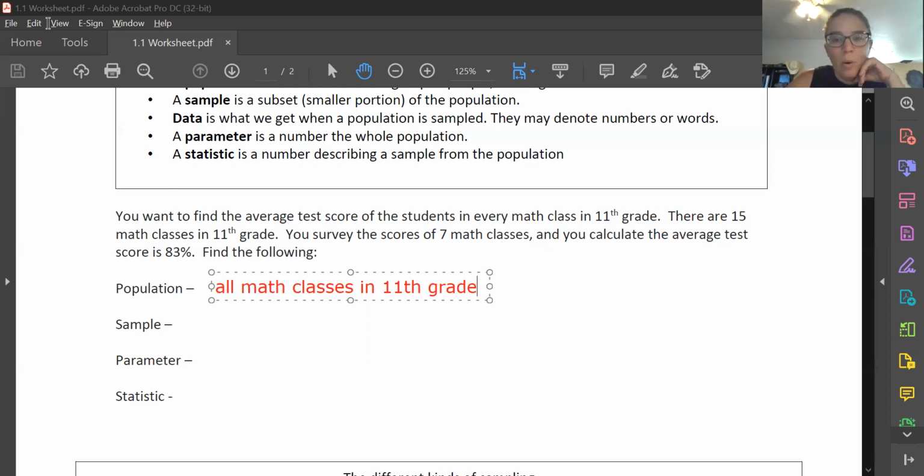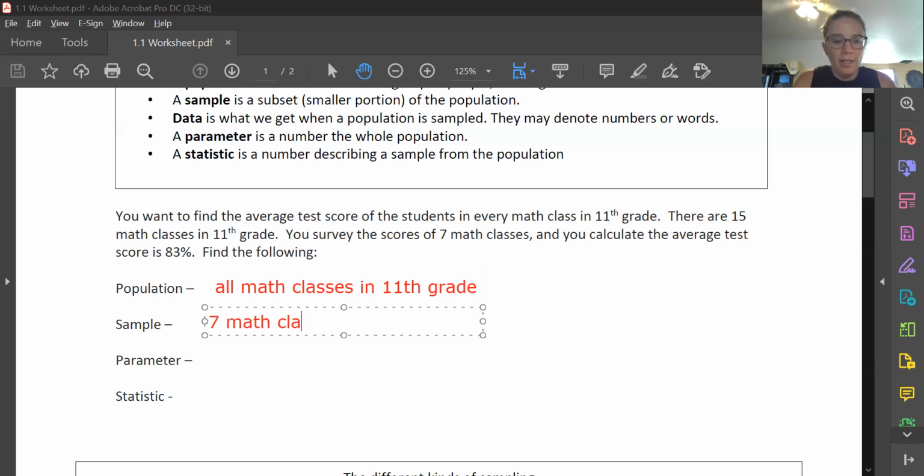Okay, sample. What is the group we are interviewing, surveying, whatever we're doing? And so we are looking at 7 math classes in 11th grade. So the sample is the number or the group of people that we're interviewing. And so here it says we're surveying 7 of the math classes. So those 7 math classes would be our sample. It doesn't have to be a number, but typically population is all, and then sample is like a specific number of people or of things or of groups.